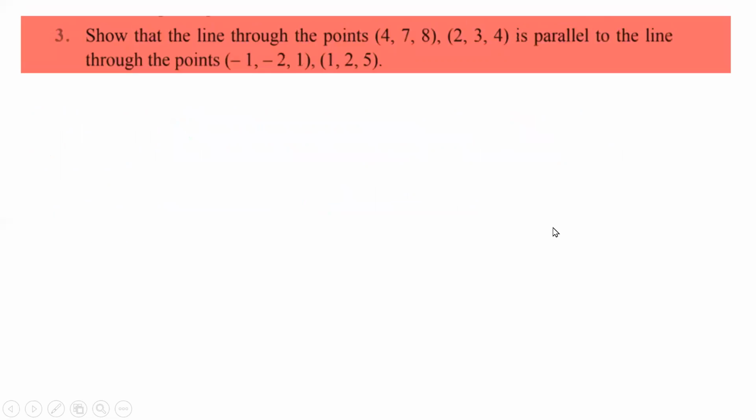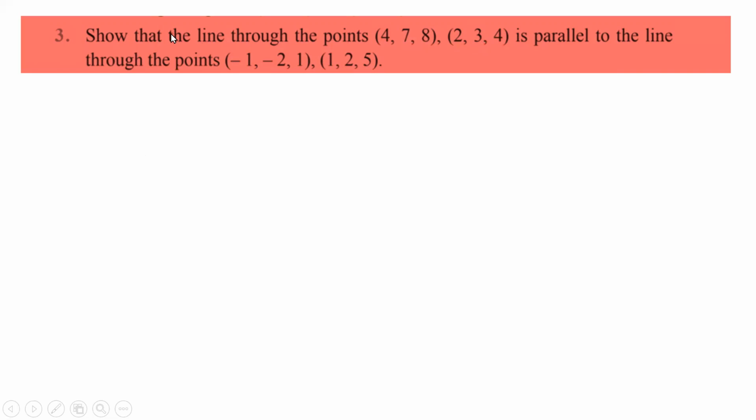So moving to the next question, question number 3. Show that the line through the points (4, 7, 8) and (2, 3, 4) is parallel to the line through the points (-1, -2, 1) and (1, 2, 5). Two points on each line are given. The first line passes through the first two points and the second through the other two. We need to show that they are parallel.